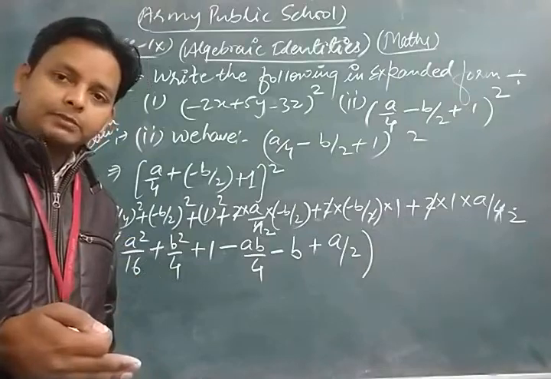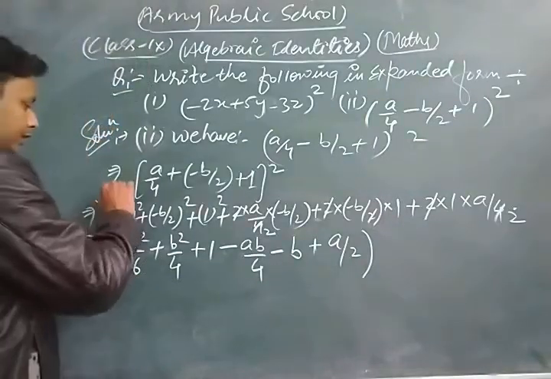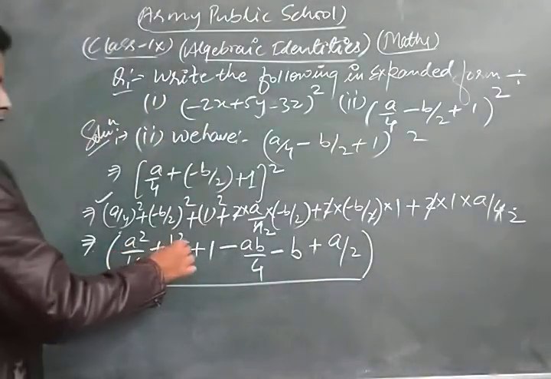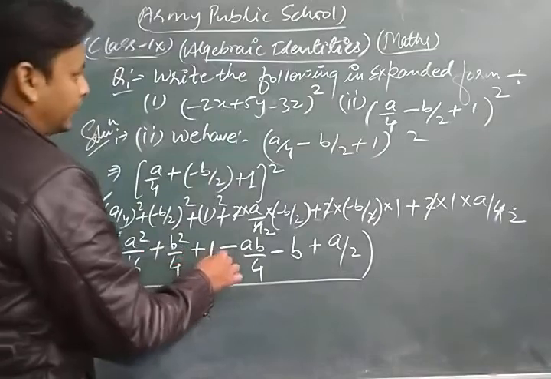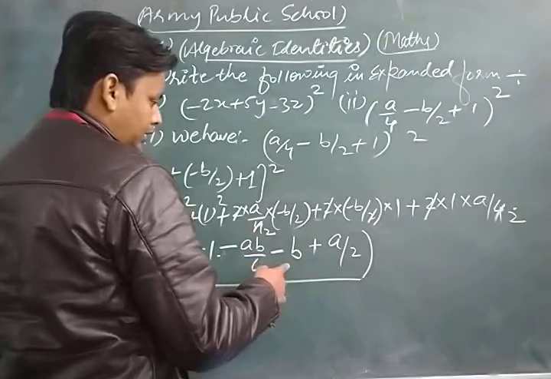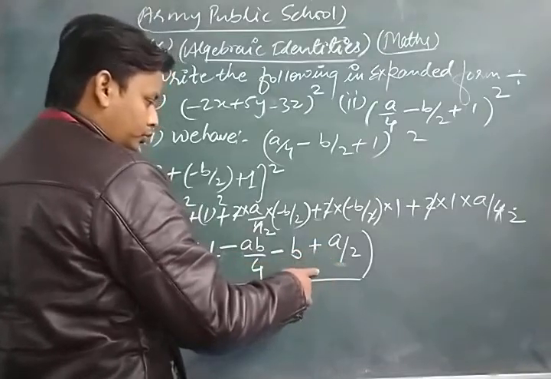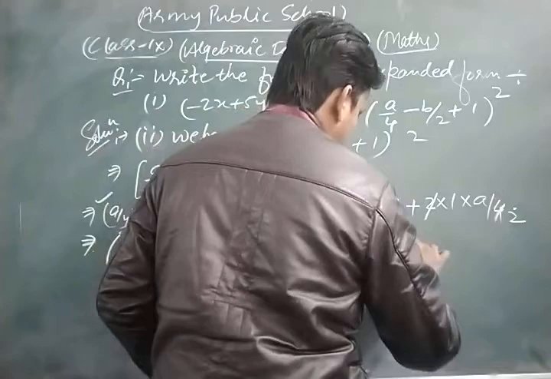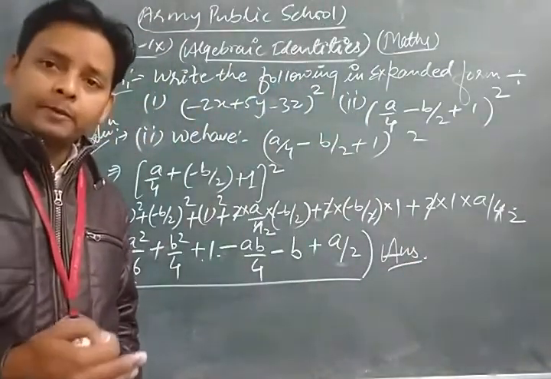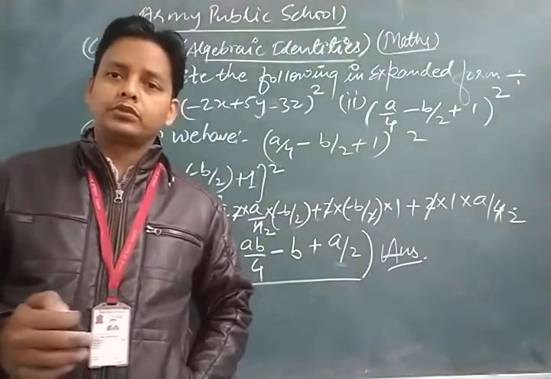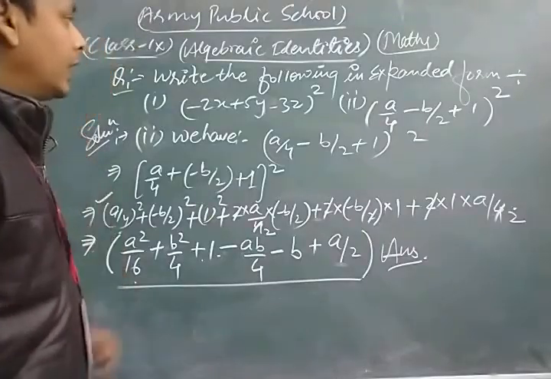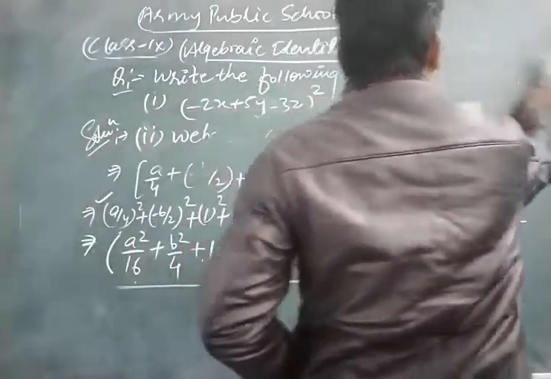So first of all we expanded it using the identity a plus b plus c whole square, and after expanding it we simplified. So we get, dear friends, a square by 16 plus b square by 4 plus 1 minus ab upon 4 minus b plus a upon 2. That is the required solution of the given question. So dear students, in this way you can solve each and every question of your NCERT exercise based on this identity. Now we take and solve some other important questions based on the identity.